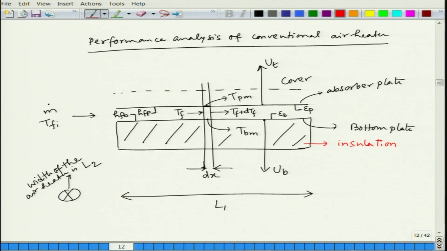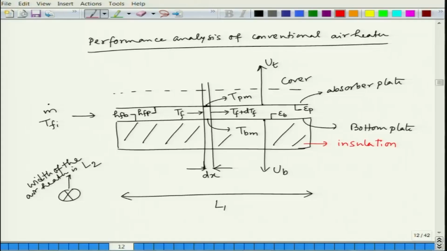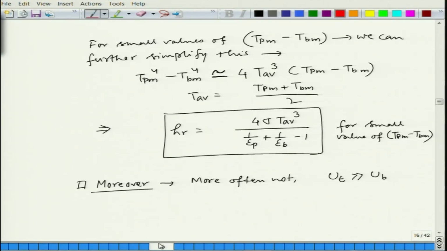Towards the top we have the cover and the top plate which is heated. We cannot do away with the cover, we have to have it, and that is where the radiative and convection heat loss are also happening. So, we cannot do away with it, and that is why we are stuck with UT, but UB is in our hand. It is the thickness of insulation we can increase, and often it is negligibly small. So, often UB is completely neglected.